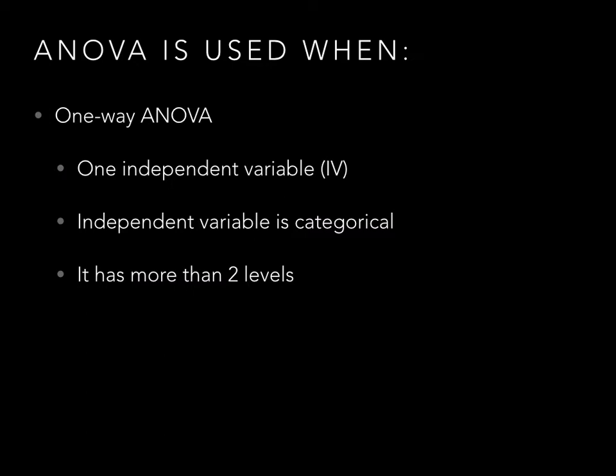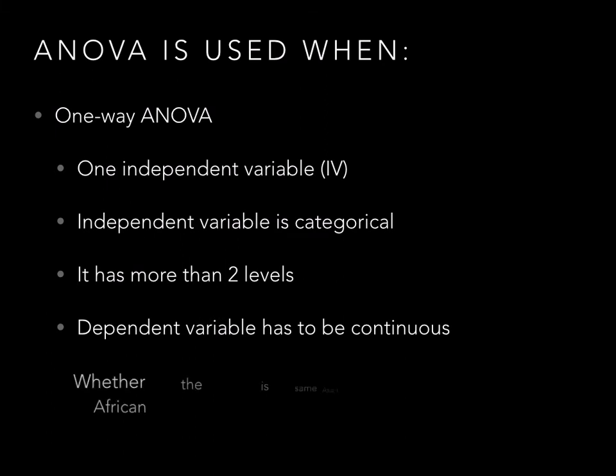Say, gender is not appropriate for running ANOVA because gender only has two categories, female and male. But ethnicity background would be a good variable to test in ANOVA, because ethnicity usually has more than two levels, say Caucasian, Asian, and African. This is a good example. Of course, the dependent variable has to be continuous.